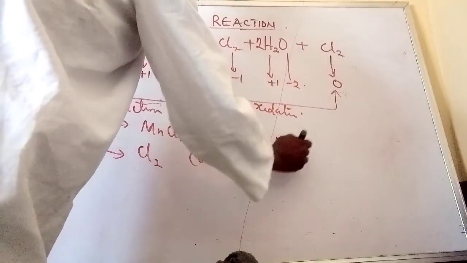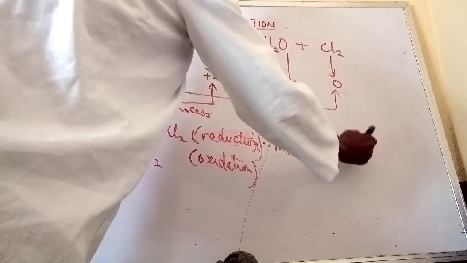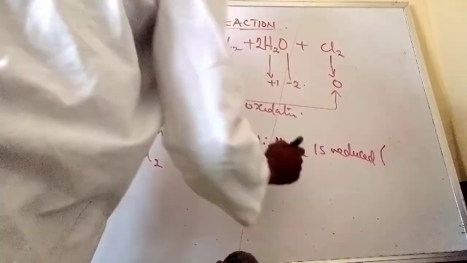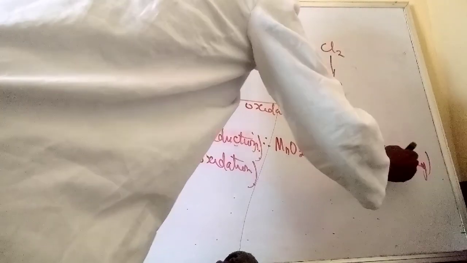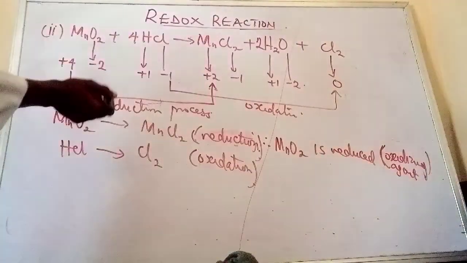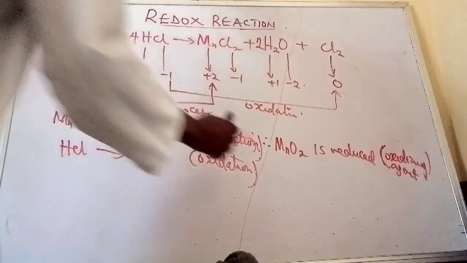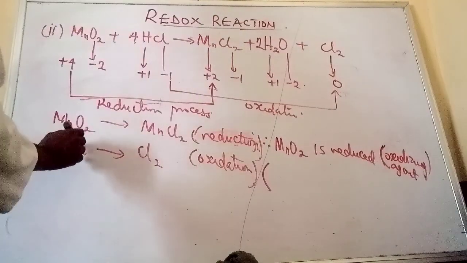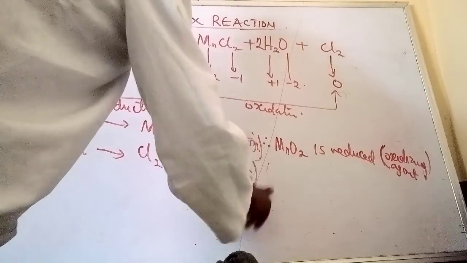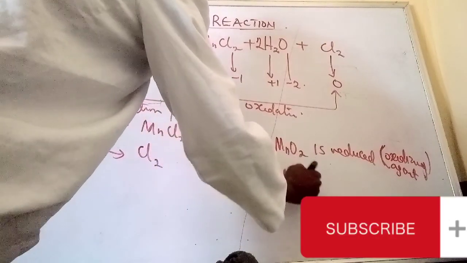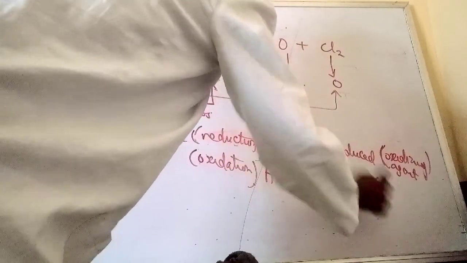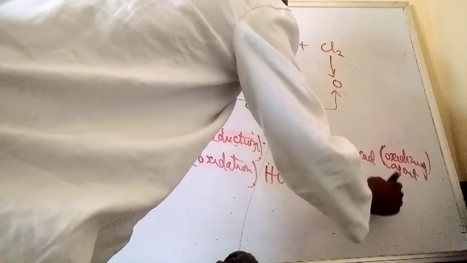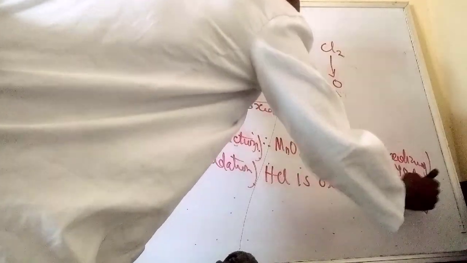Therefore, MnO2 is reduced. So it is the oxidizing agent. Don't forget, anything that is reduced is oxidizing. Why here? HCl is oxidized during oxidation. So that means HCl is the what? Reducing agent. That's all.